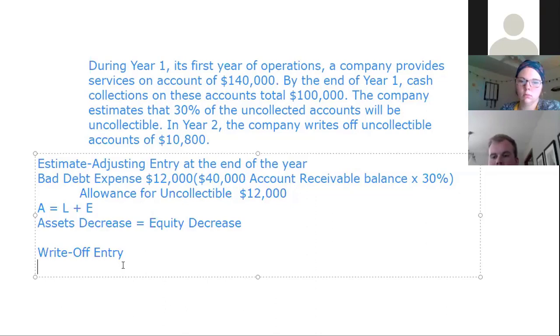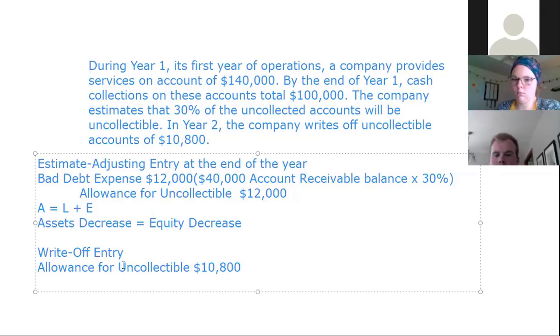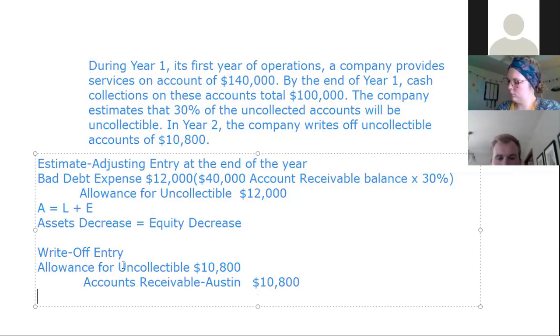So I will take it out of the allowance account. I will debit the allowance for uncollectibles on my write-off entry. And it says Austin owed me $10,800. That was an estimate. I have to take it out of that estimate because I really am actually writing it off. And I have to credit accounts receivable. And in real life, we put a real name next to this. That's why I'm picking out somebody in class. We don't just write off a random account or various accounts. We're writing off a specific client's account because something happened.